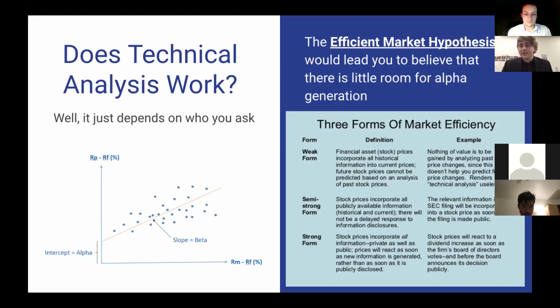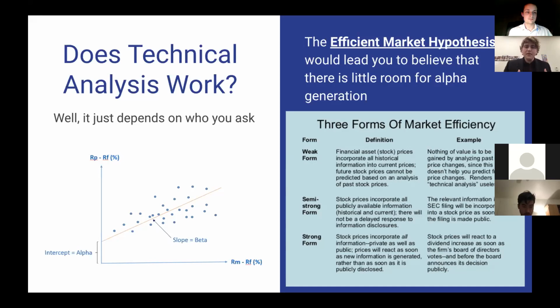The reason being that there are three forms of market efficiency according to this hypothesis. Weak form would indicate that historical pricing data has no influence or predictive value in terms of the future. Semi-strong form specifically relates to publicly available information, so essentially it's saying that all public information is currently priced into an underlying asset. And strong form would also wrap in private information.